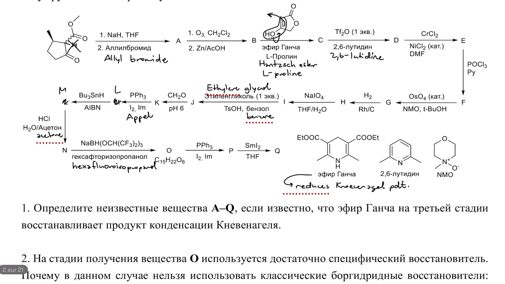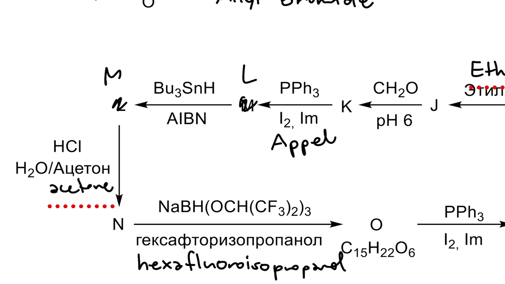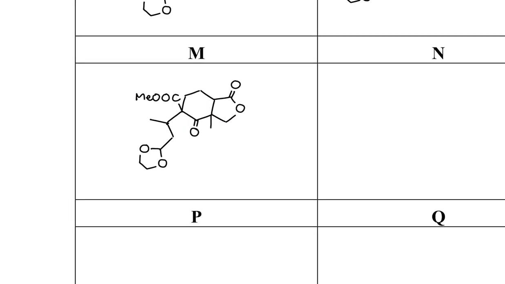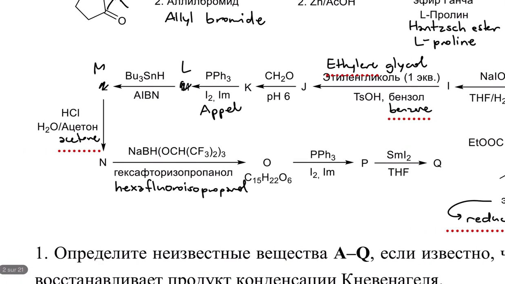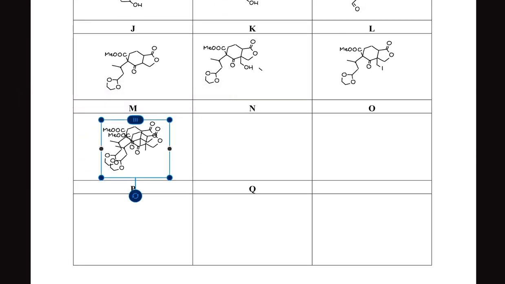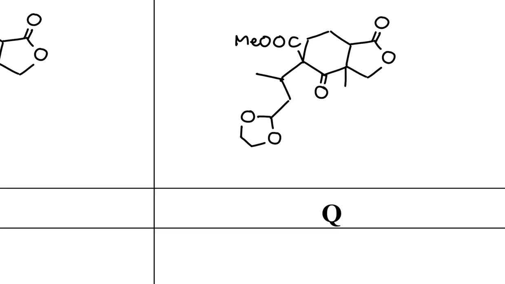M. We treat it with tributyltin hydride and AIBN. That is, of course, a halogen abstraction using radicals. So that will get our iodine away using radical abstraction, and you will be left with this product. Let's see. N. We treat it with HCl. Of course, that is the deprotection of our acetal. Remove that.